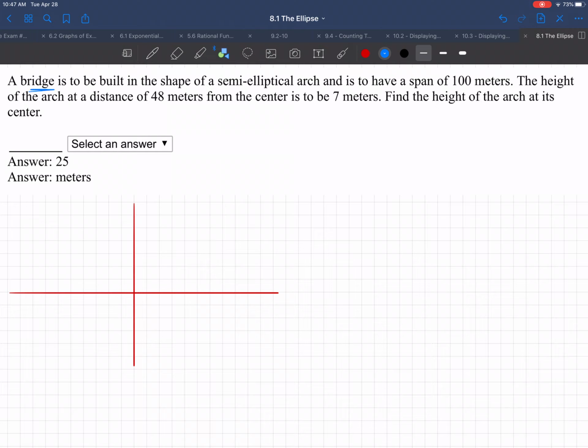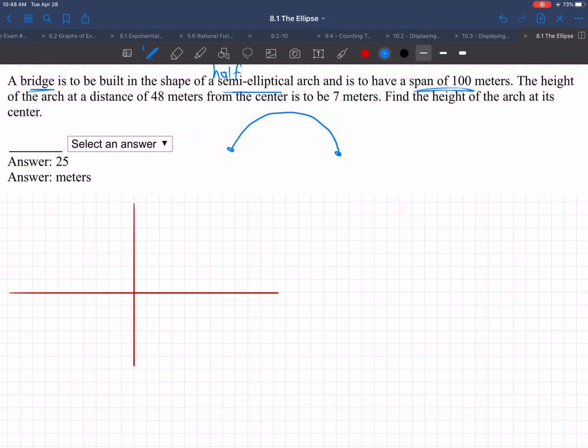You've got a real-life bridge that engineers are trying to build. They want to make it out of an ellipse shape, the arch. They want it to be semi-ellipse. Semi means it's just half an ellipse. So we're talking about a bridge that looks like that. Semi means half, so a half ellipse, the top half of an elliptical arch. So a bridge like that, its span is to be 100 meters.